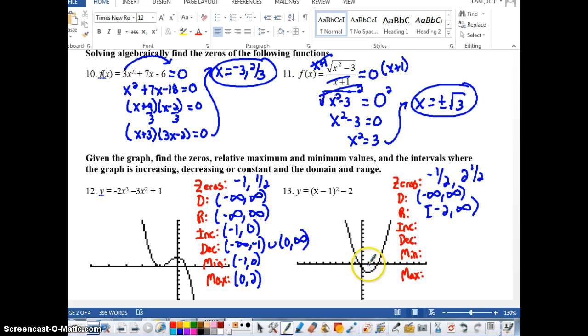Minimum is going to be, it looks like to me it's over 1, down 2, so that's at (1, -2). There is no maximum there. Again, make sure you write in none, don't leave it blank.